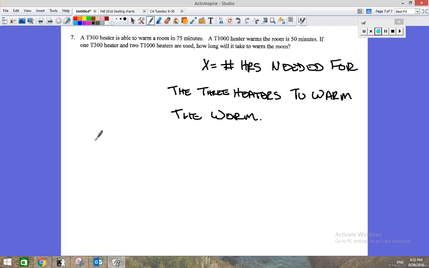So I have the 300 model is getting 1/75 of the job done per minute. One of the 1000 models is getting 1/50th of the job done per minute, and the other one's working at that same rate of 1/50th of the job done per minute. We want to try to solve for x.